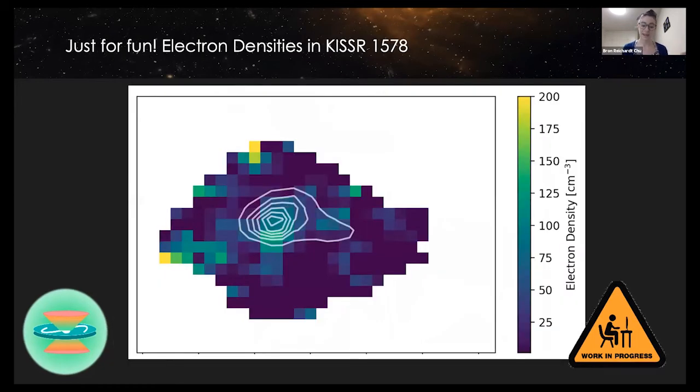So once we know where the outflow is, we want to know a bit more about its properties. So just for fun this last week and a bit, I've been playing around with our [OII] doublet data for the edge-on galaxy KISSA 1578, to find electron densities for the outflowing gas. This is only possible because we have such high signal to noise data. So this is a quick map which I've made of the electron densities with median flux contours overplotted to show roughly where the galaxy disk is.